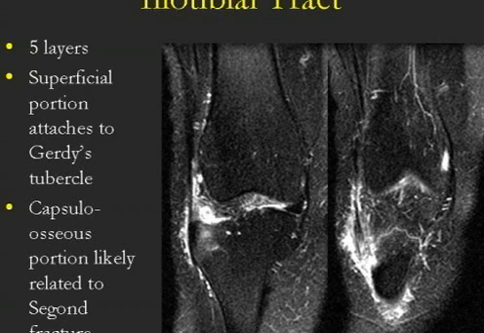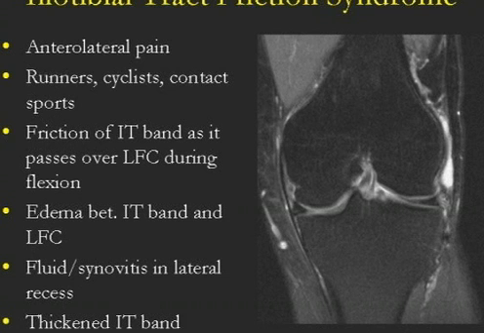The capsulo-osseous portion, the deep portion of the iliotibial tract or band, is likely the etiology of the Segond fracture, and I'm going to have some more to say about that later. Most people probably in this room, and I was taught initially, that the lateral capsular ligament was the ligament responsible for the Segond fracture. That is probably not correct, and it is probably a portion of the iliotibial tract and a portion of the fibular collateral ligament. More on that later.